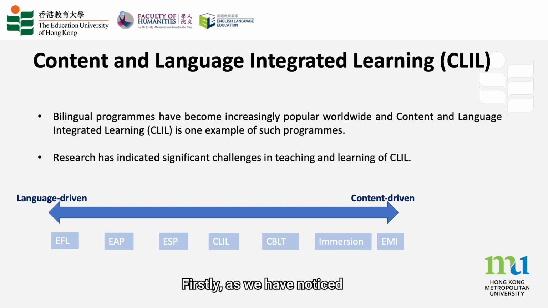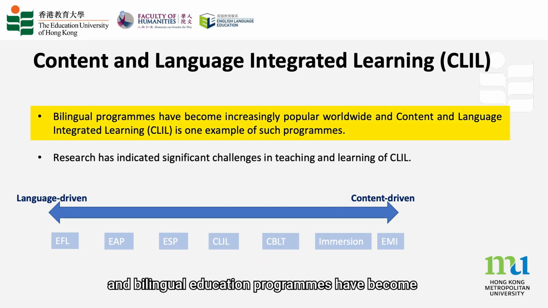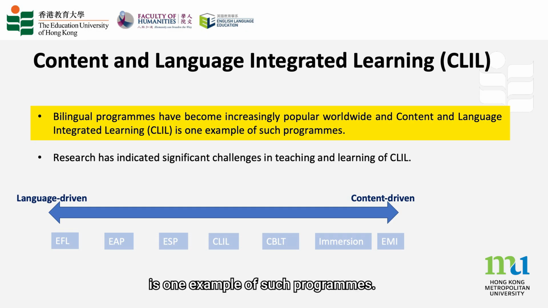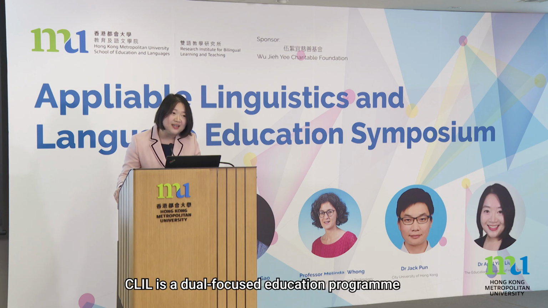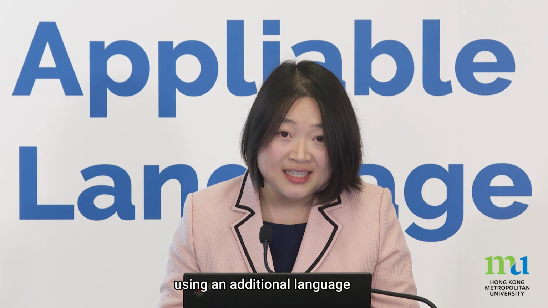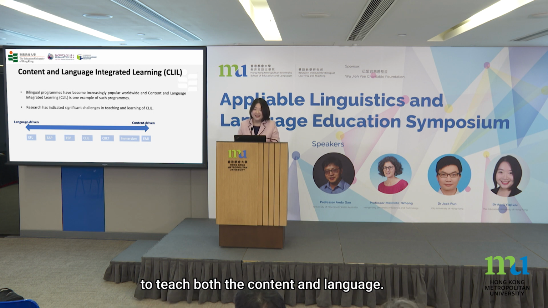Firstly, as we have noticed, there have been numerous bilingual education programs, and they have become increasingly popular around the world. Content and language integrated learning, abbreviated as CLIL, is one example of such programs. For those of us new to the field of CLIL and bilingual education, CLIL is a dual-focused education program using an additional language to teach both the content and language.